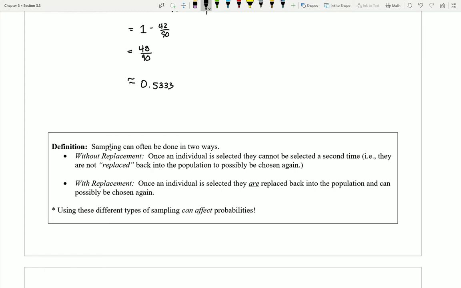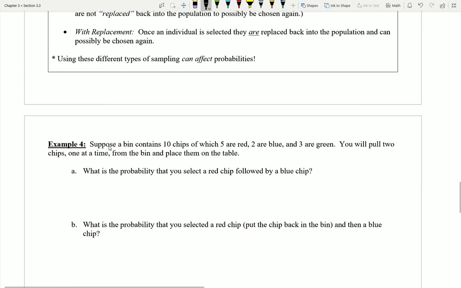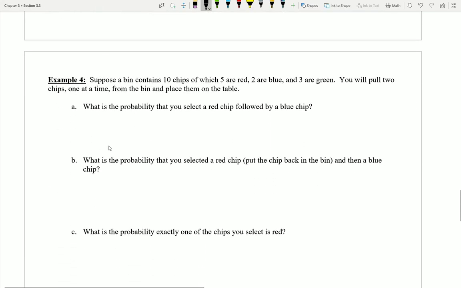To help illustrate this, let's take a look down here at example number 4. Suppose a bin contains 10 chips. 5 are red, 2 are blue, and 3 are green. Well, let's create a little picture over here on the side. I'll call this my bin. I'm told that there are 3 green chips in it. We have 2 blue chips, and we have 5 red chips. 3, 4, 5. So these are some chips in a bin.